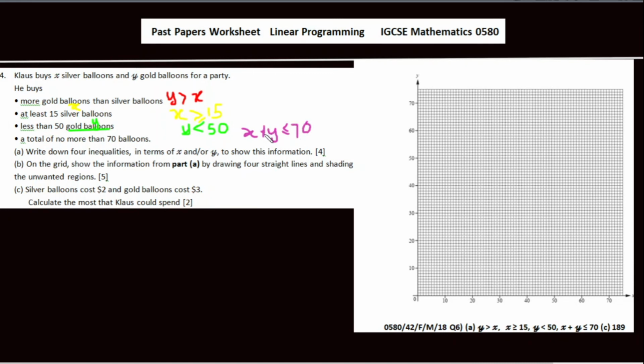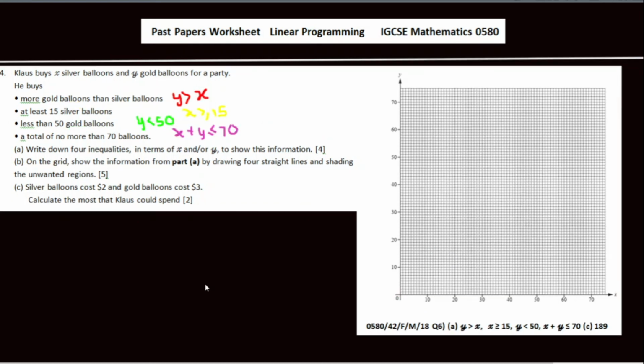Okay, and next, what does it say? Write down the 4 inequalities, which we've already done, in terms of X and Y. Show this information from part A on the grid by drawing 4 straight lines and shading the unwanted region. Alright, so let's quickly draw this line. Y equals X is going to be a line passing through 0, 0, 10, 10, 20, 20. So a line like this.